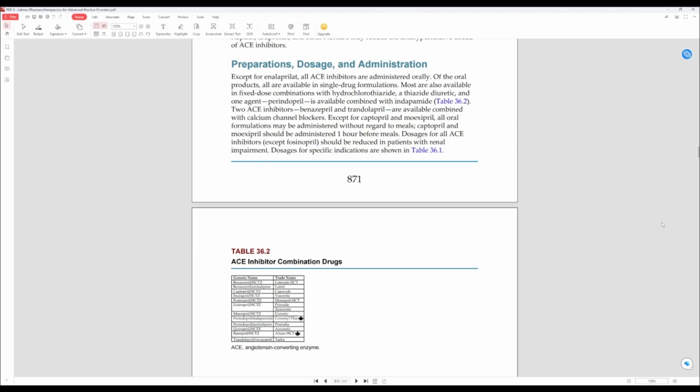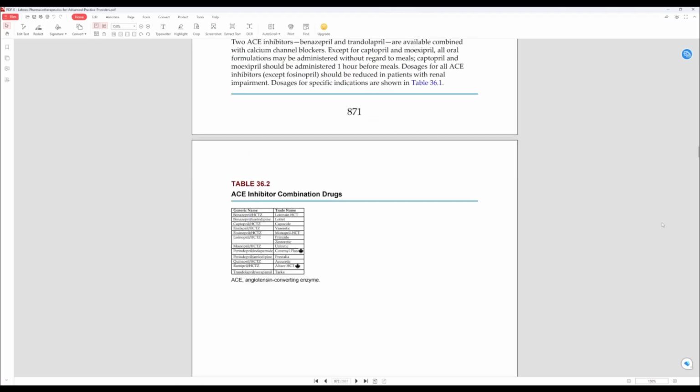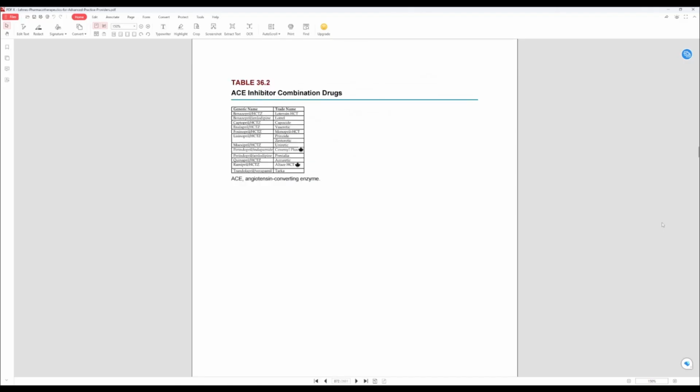So, except for captopril and moexipril, all oral formulas may be administered without regard to meals. However, captopril and moexipril should be administered 1 hour before a meal. Dosages for all ACE inhibitors, except fosinopril, should be reduced in patients with a renal impairment. Dosage for specific indications are shown here in the next table. So, table 36.2 here is a good spot to hit pause so you can see all the ACE inhibitor combination drugs.